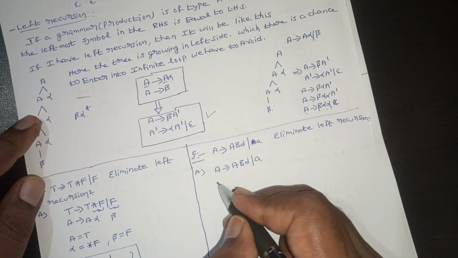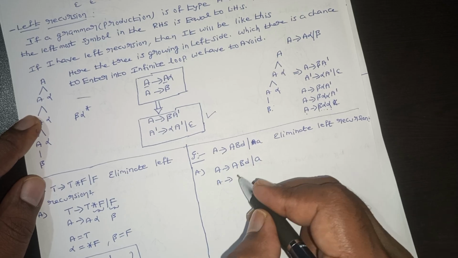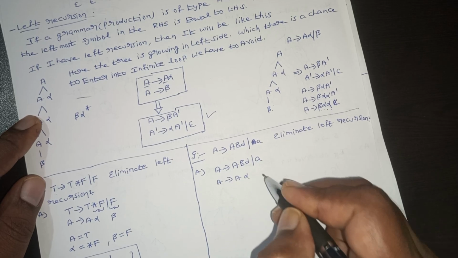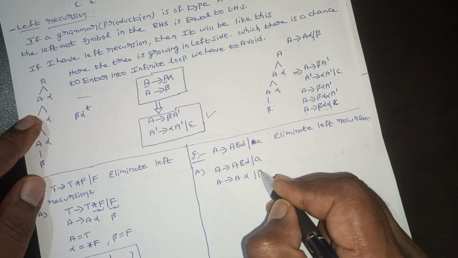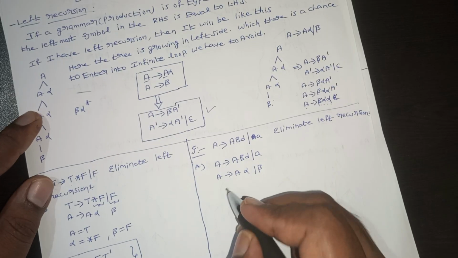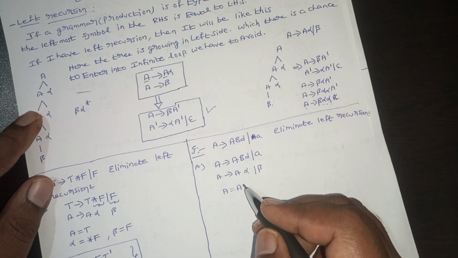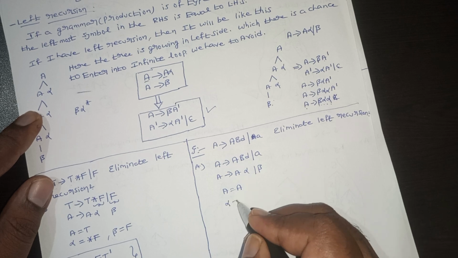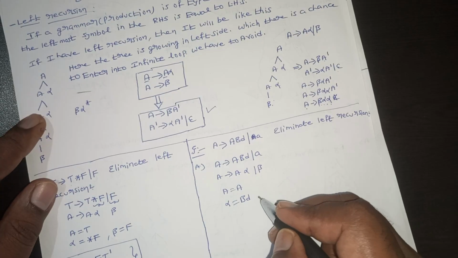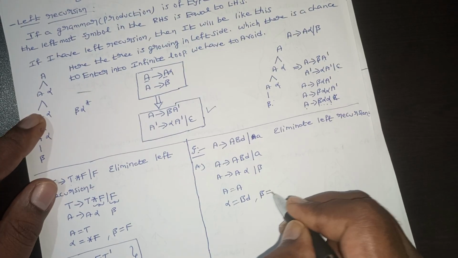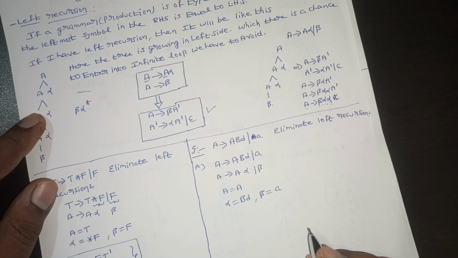Okay. A tends to A alpha or beta. Okay, A equal to, simply I'm comparing the formula. So what is alpha? Alpha equal to B D. What is beta? Beta equal to small a.